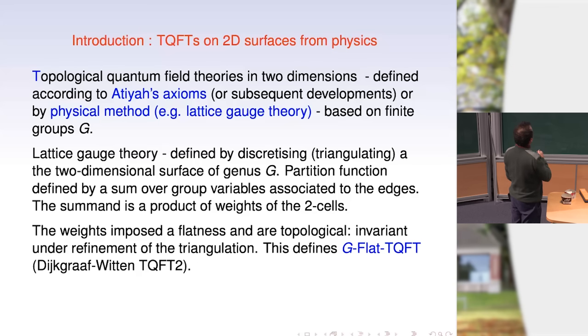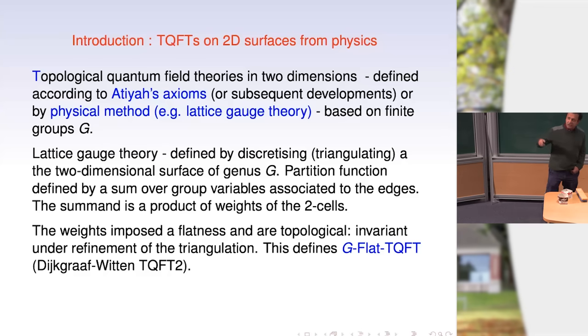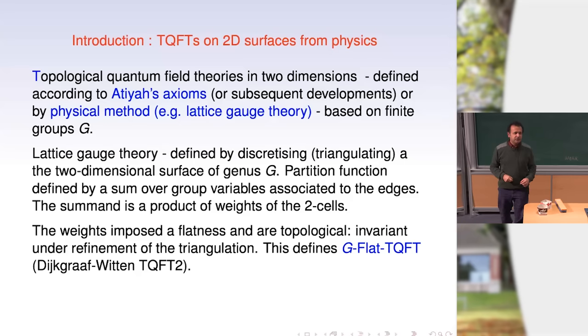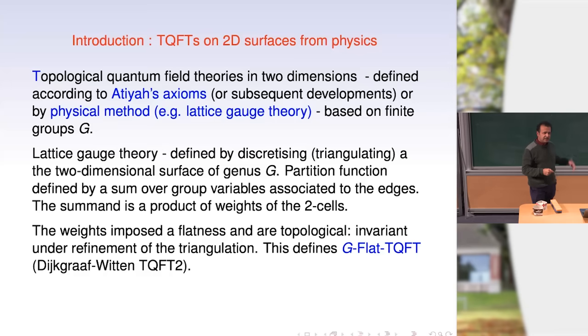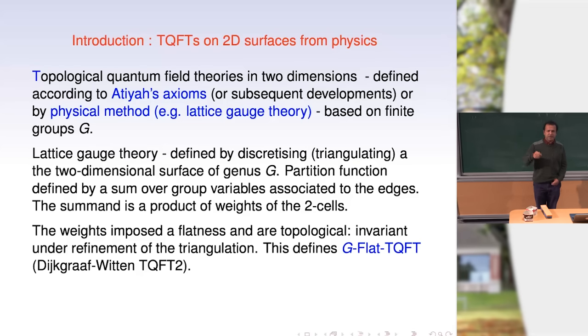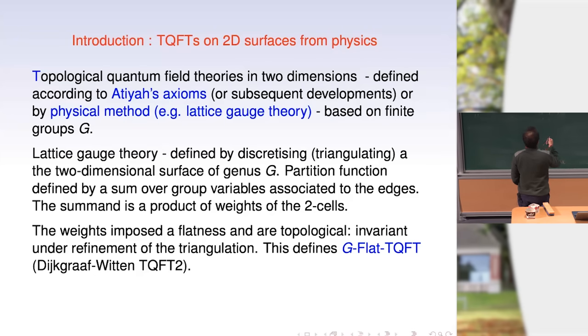And there is also a physical method where you start with a very simple lattice gauge theory. You take a surface, discretize it, triangulate it, associate some group elements to all the edges, and then you sum over the group elements, with one weight associated with each plaquette, which is a flatness condition: simply that the product of group elements around the edges of a triangle or a polygon is one. A flatness condition, the very simplest kind of topological quantum field theory. This is a very simple version of what is called Dijkgraaf-Witten 2D topological quantum field theory.